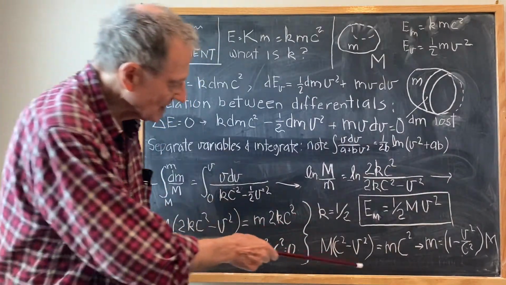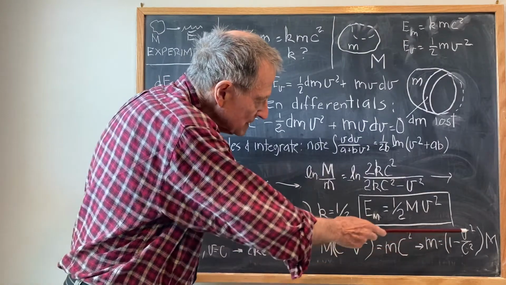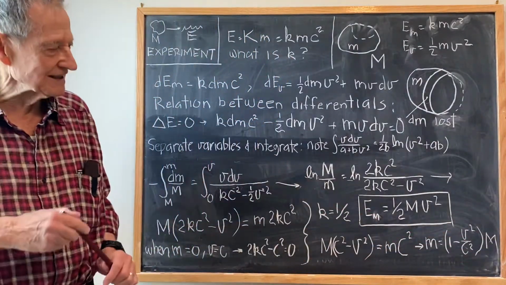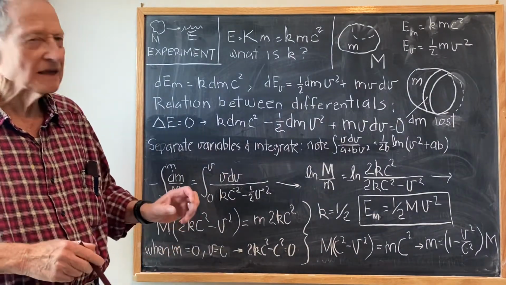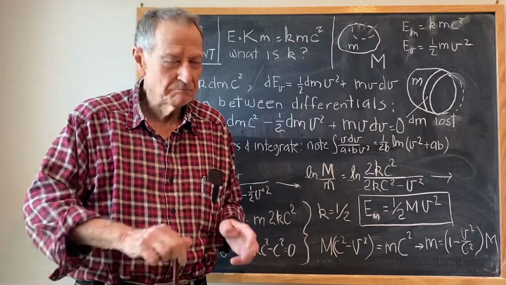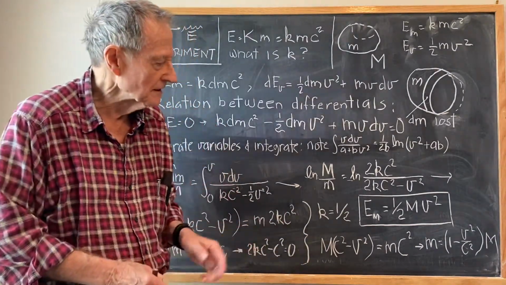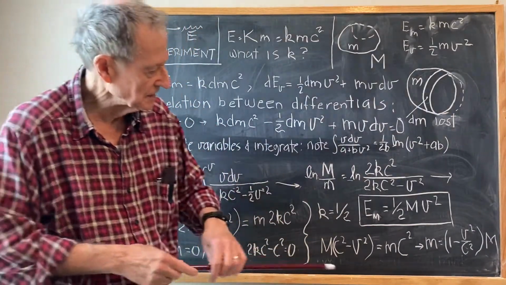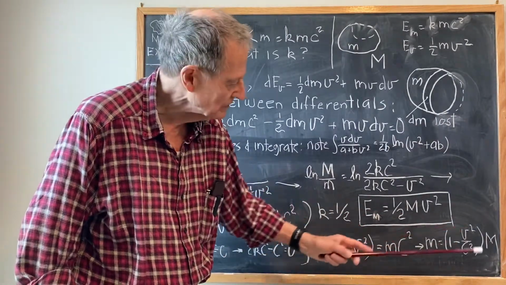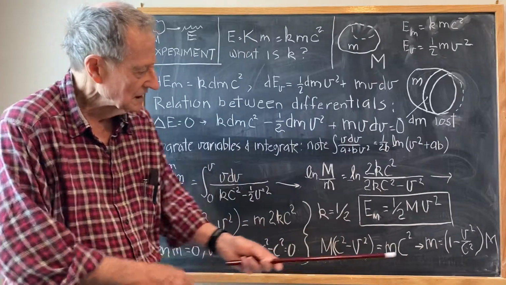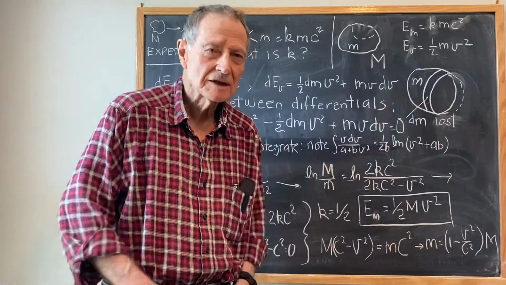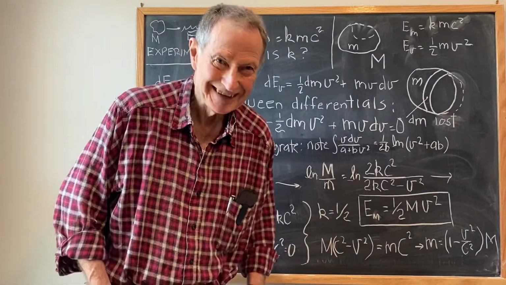you get that m is equal to 1 minus v squared over c squared times M. I wouldn't read too much into that. That's just telling you that intermediately in this almost instantaneous process, when the velocity is a certain value, the remaining mass is 1 minus v squared over c squared times M. Thank you.